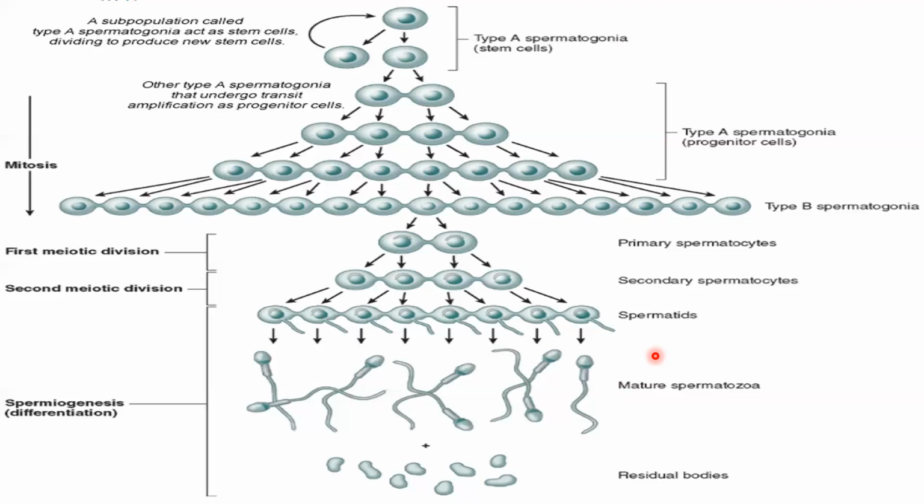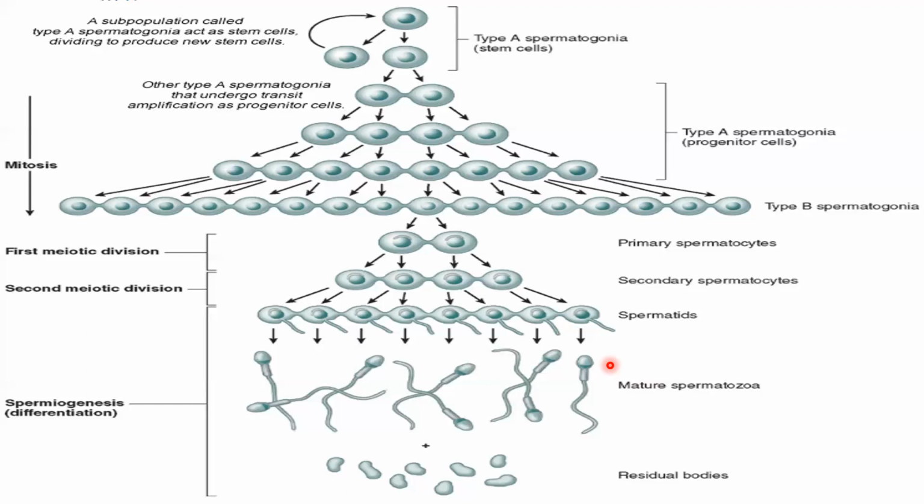Then what happens? Then there will be formation of the acrosome. The pointed area of the sperm is known as the acrosome. There will be formation of the acrosome with the help of the proacrosomal granule. This proacrosomal granule will be formed from the Golgi complex of the cell.